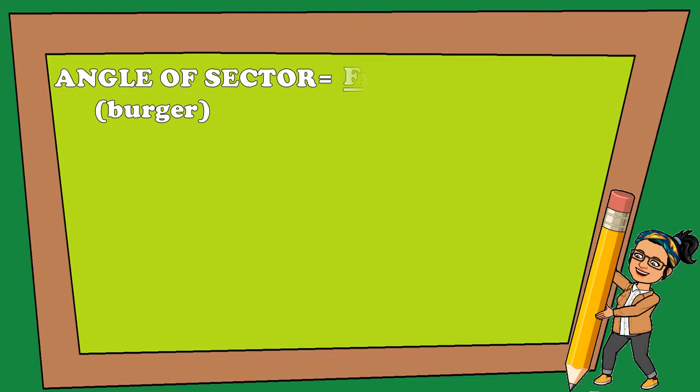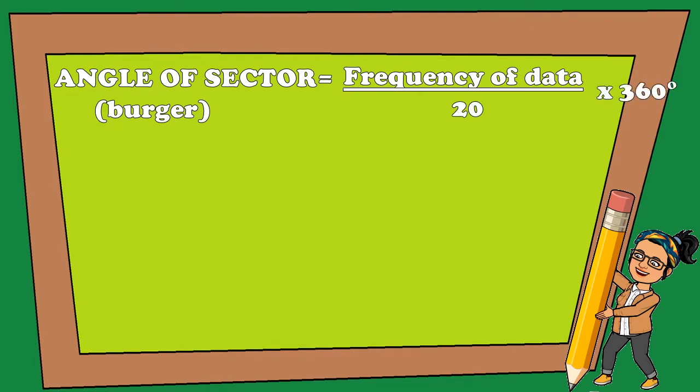Okay, let's compute. Frequency of data divided by 20 times 360 degrees. And the frequency of data for burger is 4. So 4 divided by 20 times 360 degrees. And you'll get... Okay, very good. Answer is 72 degrees. Good job.